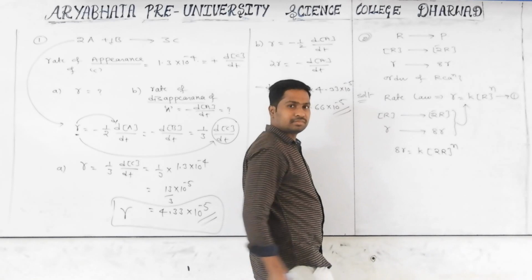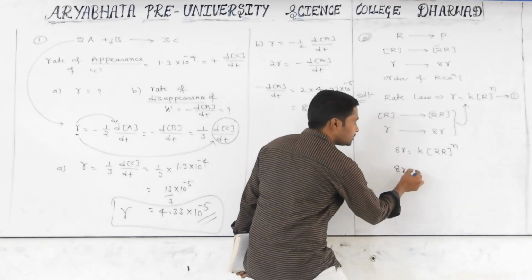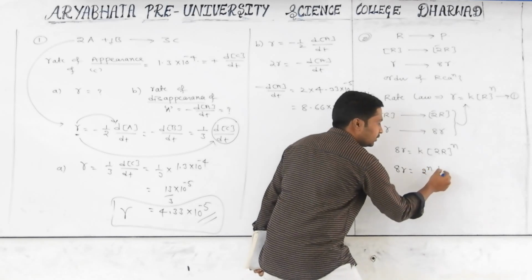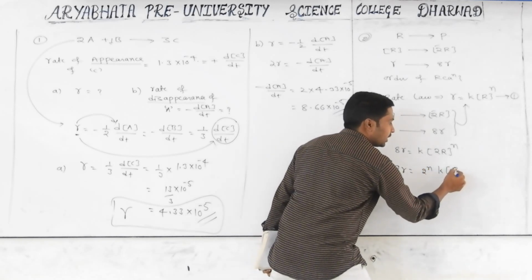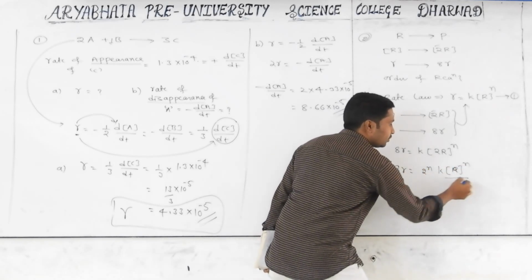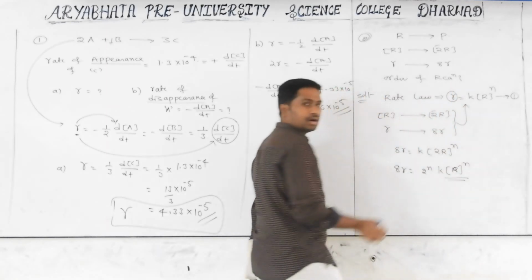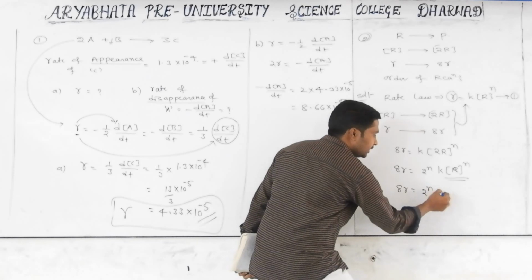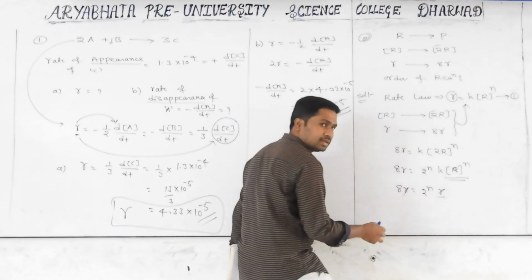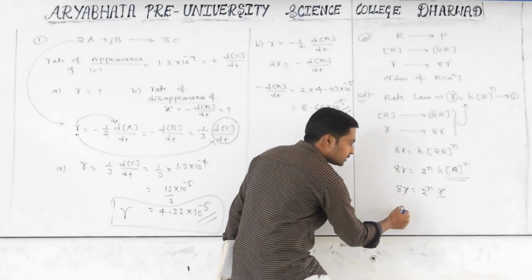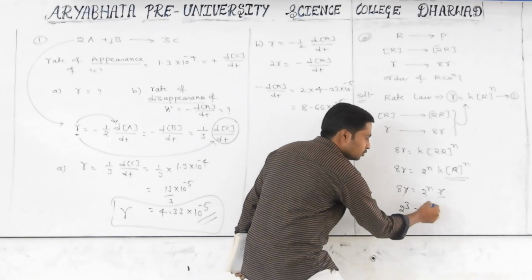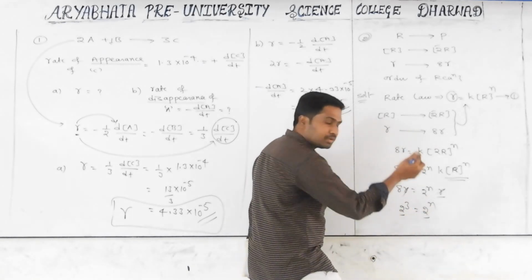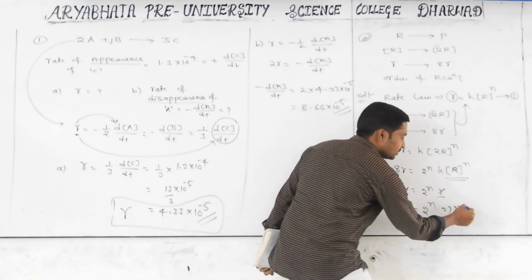n. So 8R is equal to 2 power n into K into R power n. K into R power n, what can be written as R. Then substitute: 8R is equal to 2 power n into R, cancel. Then 8 can be written as 2 cubed, equals 2 power n. Yesterday I told you, if bases are equal, powers are equal. That is nothing but n is equal to 3.